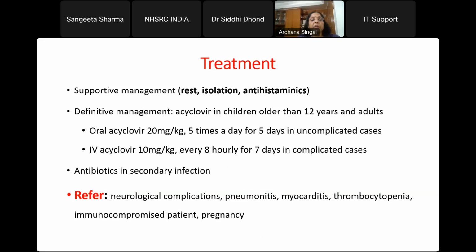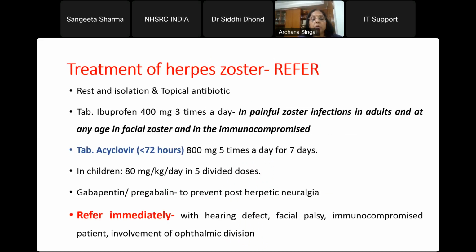So what do you give? Rest for both. Isolation, antihistamine can be given. Acyclovir has to be given in older children, 12 years or more, if they report within 72 hours. Okay. Next. For herpes zoster, the dose is very high. It's a painful condition, and gabapentin and pregabalin have to be given for post-herpetic neuralgia. So I will request you to refer these patients rather than treat on your own. Next.